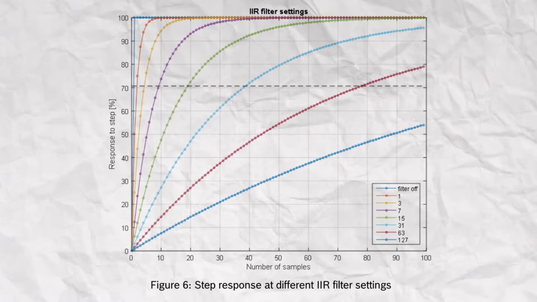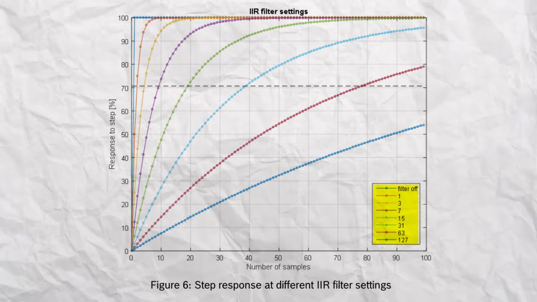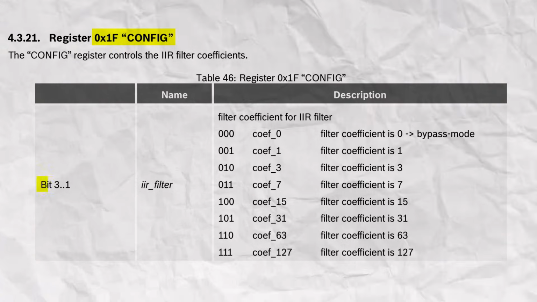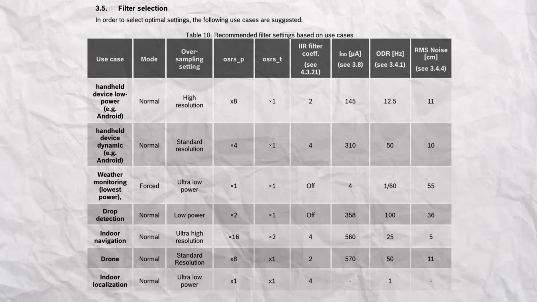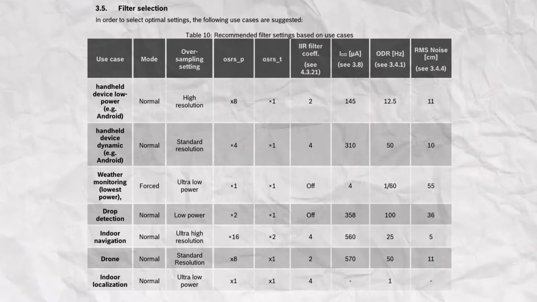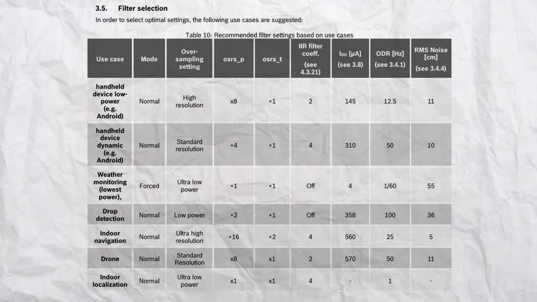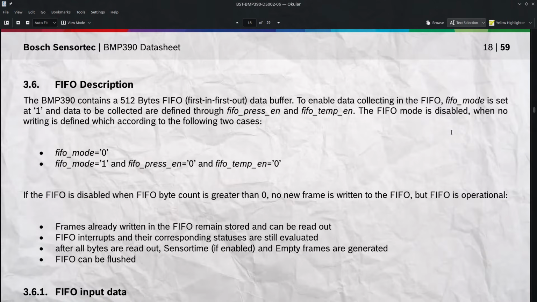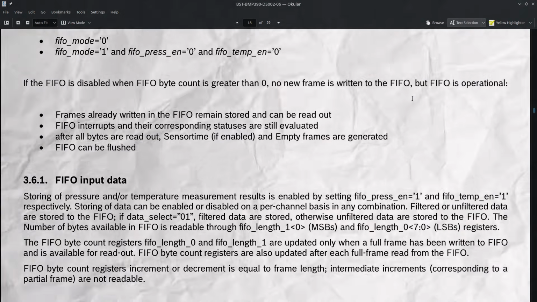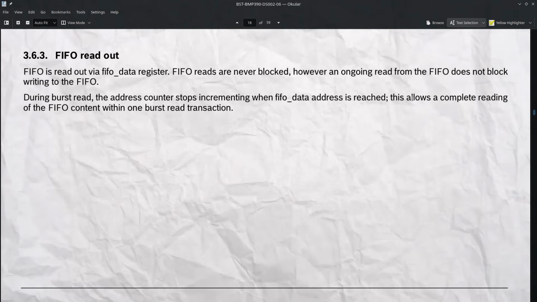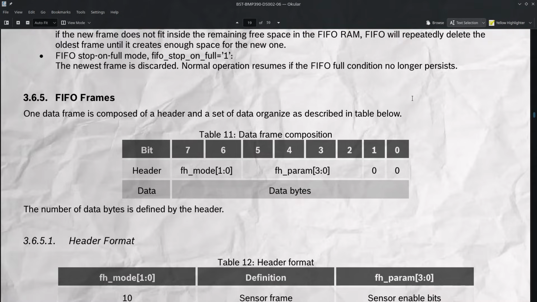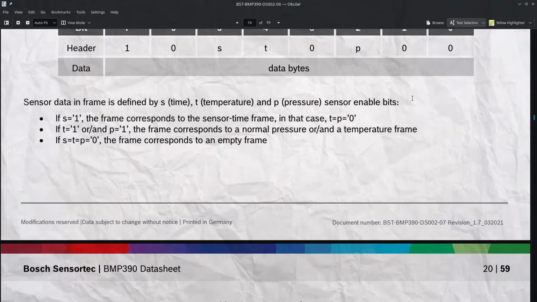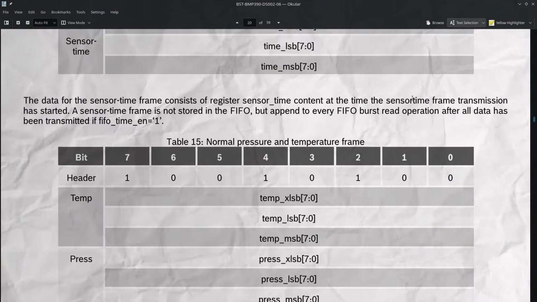To configure it, we must set an appropriate filter coefficient and write it to the config register's bits 1, 2, 3. Selecting an appropriate coefficient can be tough, but Bosch has already done the work for us by providing a set of coefficients based on our use case. Besides this, it also offers a FIFO or a buffer to store a bunch of data on the chip and read them at a later stage. But because I plan to use it on a quadcopter, I want to read the data as soon as it is available.